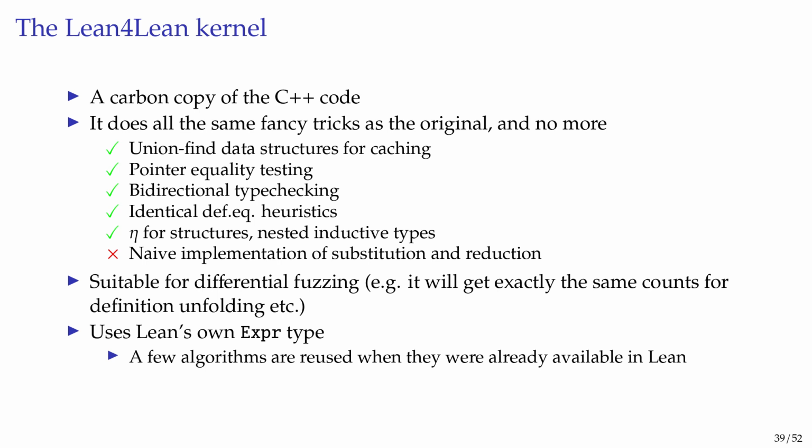This is valuable because if and when we ever prove the consistency or the correctness of this version of the kernel, it might mean that even if we keep the original C++ kernel, we now have strong evidence that the original one is also doing the right things because they are so similar. It also uses Lean's own Expr type, so it's really reusing as much as it can of the Lean ecosystem, reusing the environment and so on. And in a couple cases, not too many, mostly because they weren't actually available in Lean, some portions of the algorithms were reused when they were already written as Lean functions.